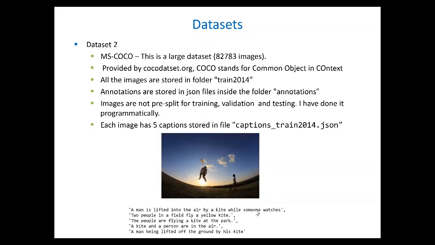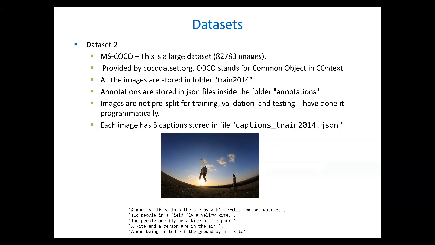The second data set is MS Coco. This is quite a big database, more than 82,000 images. It is provided by cocodataset.org. It has all the images stored in train 2014, which shows that it was developed in 2014. And then all the annotations or captions or descriptions are stored in a JSON file in a folder.